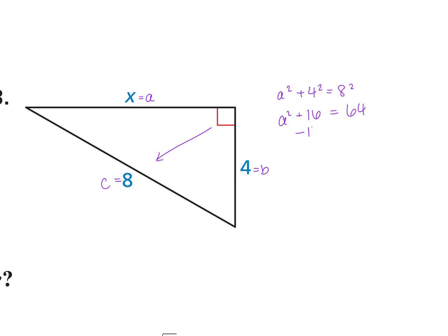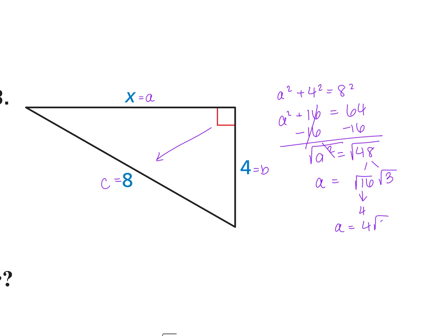Solving for A, I'm going to subtract 16 first. And I have A squared equals 48. Square rooting it, get rid of that square. And A is going to be simplifying this, breaking it down. I have 16 and 3. 16 breaks down to 4 as a whole. And A equals 4 radical 3. All right, and this one is not a Pythagorean triple.